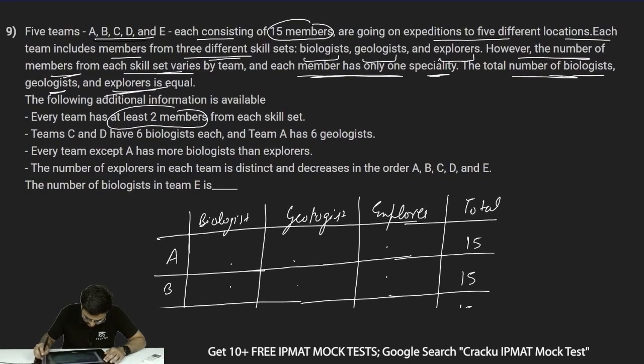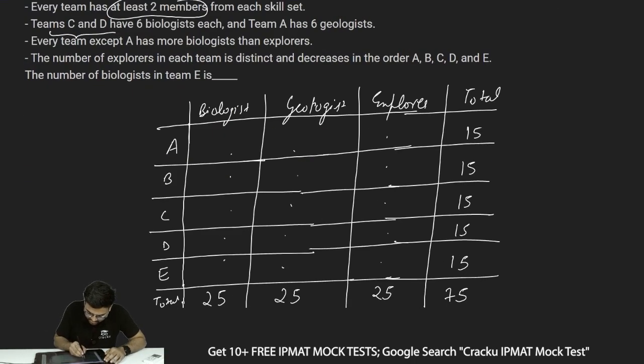Now it is given that teams C and D have 6 biologists each and team A has 6 geologists. Every team except A has more biologists than explorers. So we have used this condition. We'll use the next condition later.